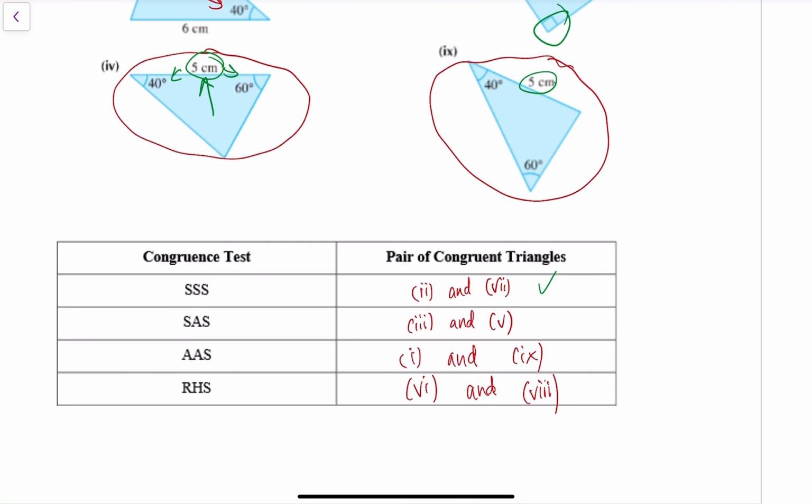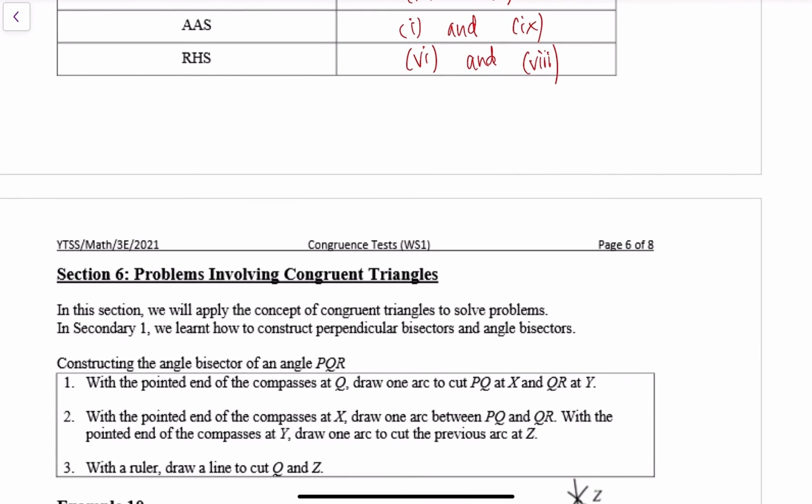Okay, so in the next practice, we'll look at problems involving congruent triangles.